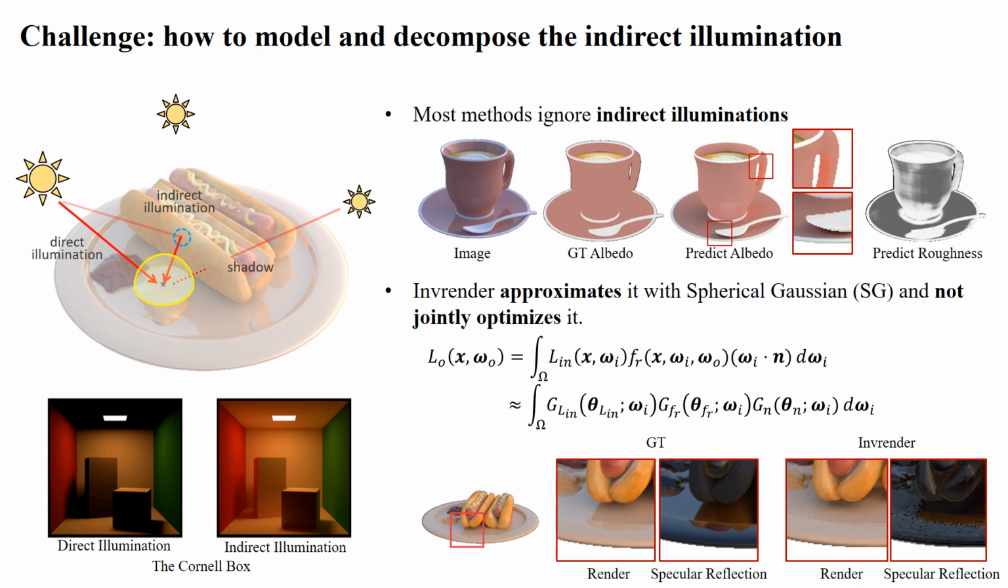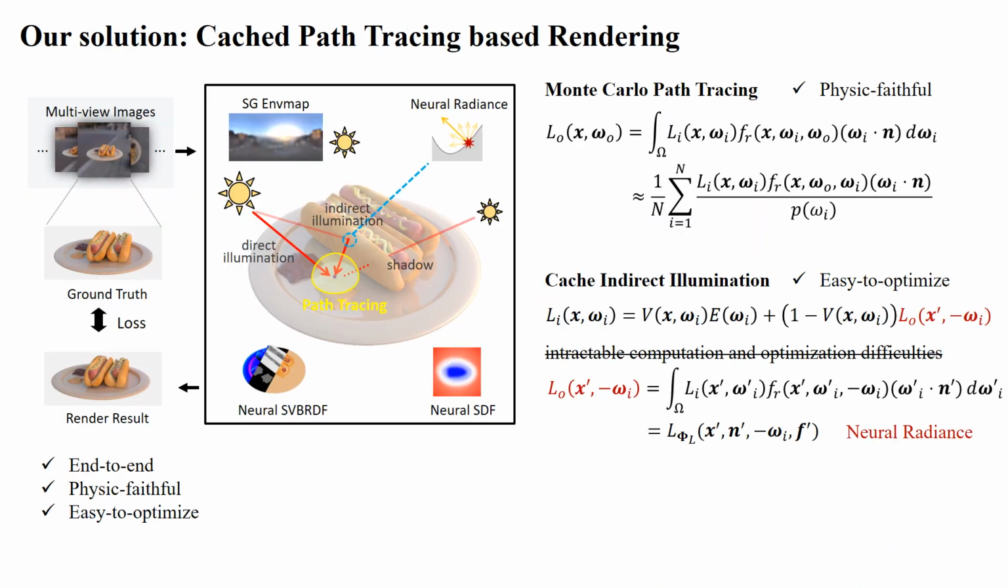contain artifacts. We present an end-to-end inverse rendering pipeline that separates materials and illumination, accounting for near-field indirect illumination. Our approach employs Monte Carlo sampling-based path tracing, enabling physics-faithful rendering and end-to-end optimization. To avoid intractable computation and optimization difficulties, we avoid recursively tracing incoming rays. Instead, we use radiance to represent all outgoing radiance in the scene, including the indirect illumination. This results in a physics-faithful and easy-to-optimize inverse rendering process.